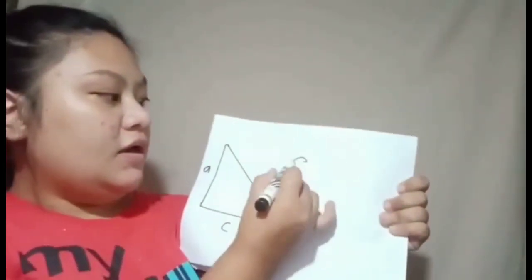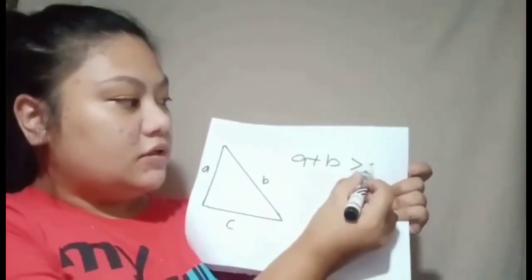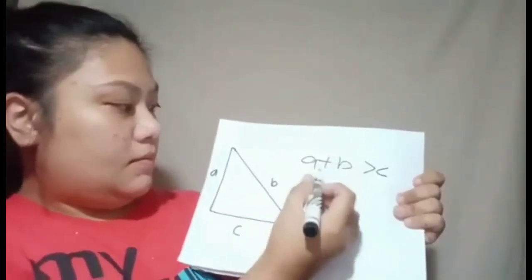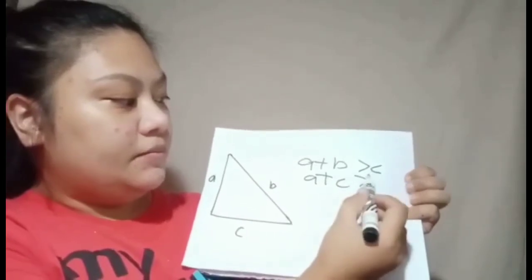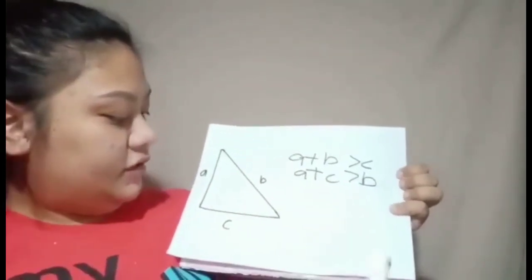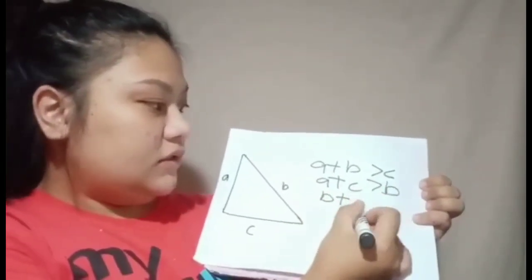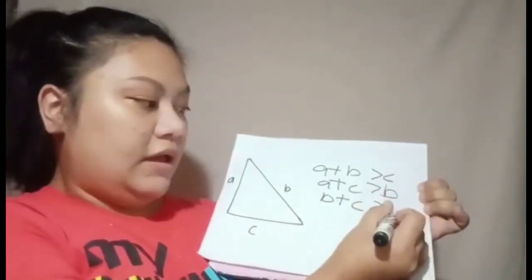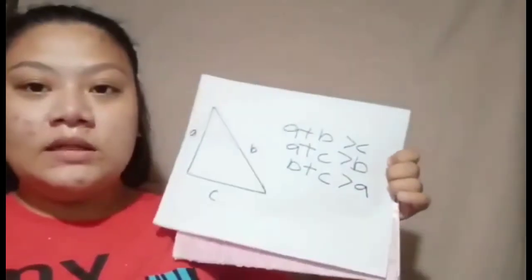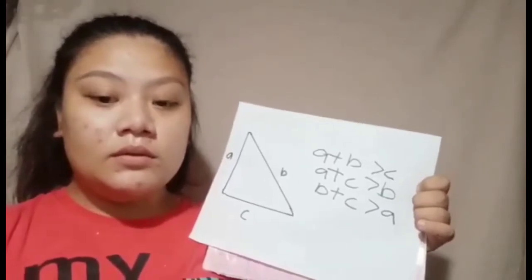Under that theorem, we have here: A plus B is greater than C, A plus C is greater than B, and the third is B plus C is always greater than A. So, paano ba natin malalaman kung paano tayo makakabuo ng triangle?